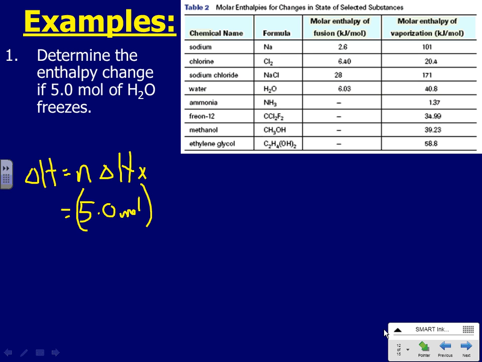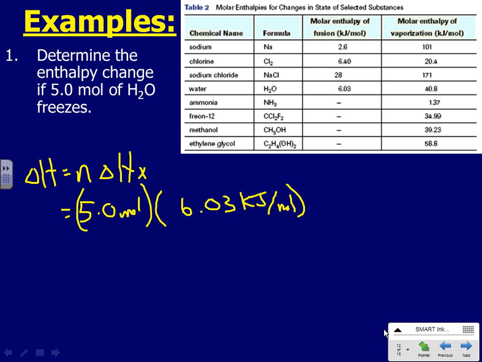This came out of the old textbook, so I'm just going to keep this table here. There's water. This is the molar enthalpy of fusion. Fusion is the term we use to describe melting or freezing because it's the same process except it's opposite, right? So the number here is 6.03 kilojoules per mole. Okay?